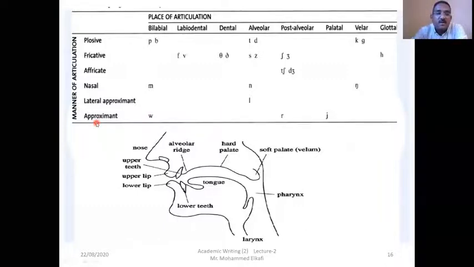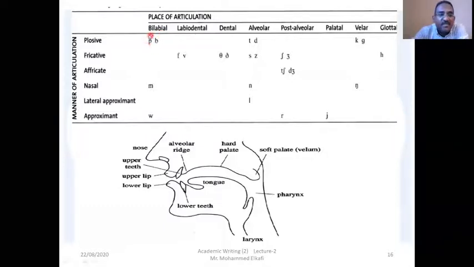So these are the manners of articulation that we can explain when we want to classify a consonant. We said that we should start with the place of articulation, and then mention the manner of articulation, and then we should tell if the sound is voiced or voiceless. Here we can say in English, all the sounds are voiced except nine. You have just nine consonants that are unvoiced or voiceless.